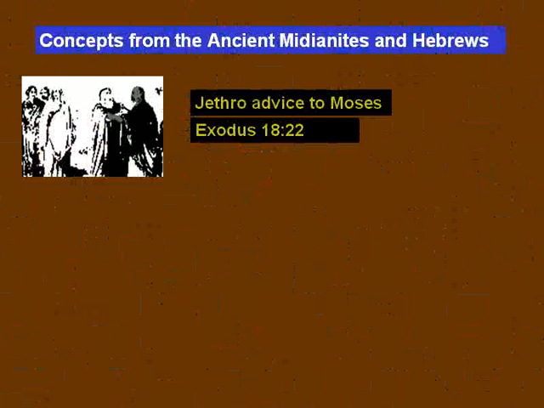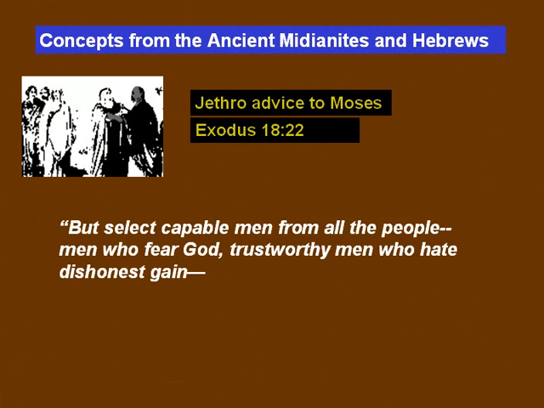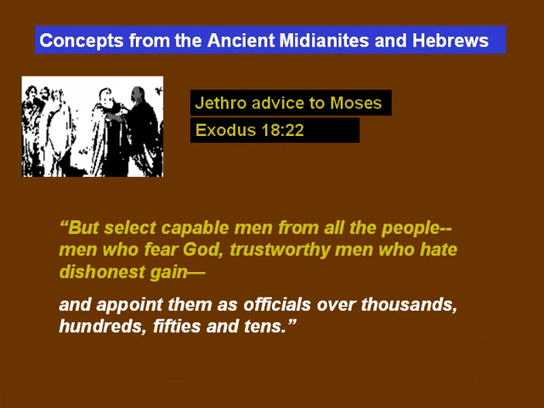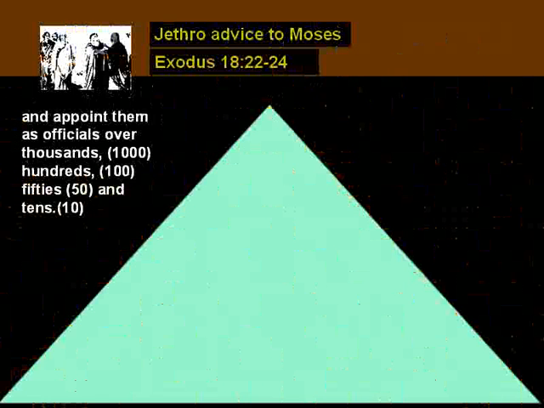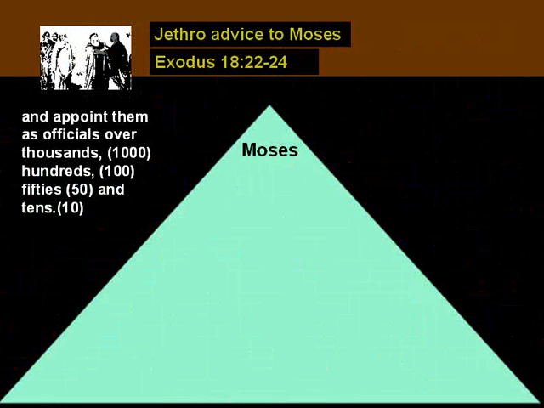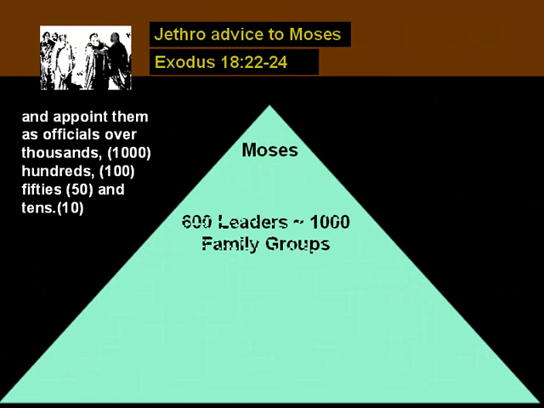Well, what were these ancient ideas for the Hebrew Republic? Well, if we look in Exodus 18:22, we see that Moses' father-in-law, Jethro, was providing him some advice. "But select capable men from all the people, men who fear God, trustworthy men who hate dishonest gain, and appoint them as officials over thousands, hundreds, fifties, and tens." This is what that looked like. There was Moses at the top that was carrying way too much responsibility. And Jethro's advice was to distribute the power.